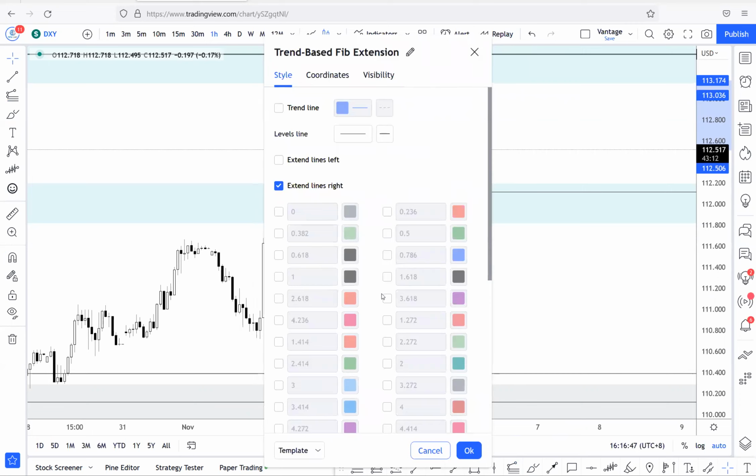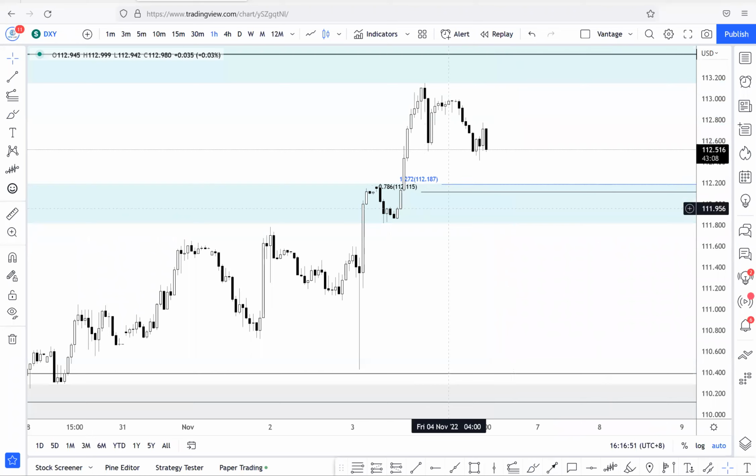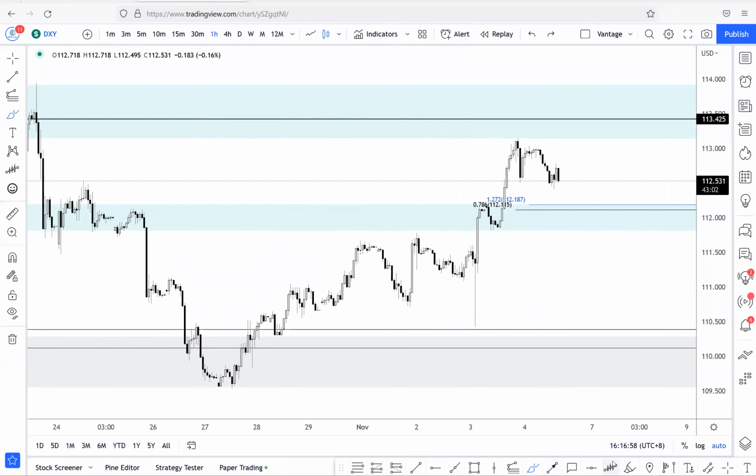levels and you can see the 127 extension, which is essentially the one in blue, this area, right? So this 127 lines up here as well. So this is one region I'll keep a lookout for. On the break of this level, I think we could see more downside. And then the next target that we have would be the lows here. You can see this low. Again, this is the last low that we have.